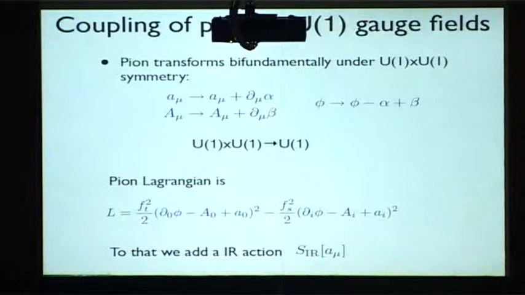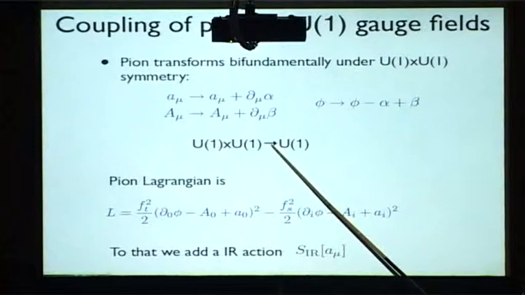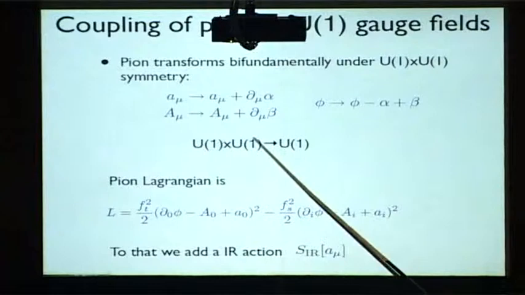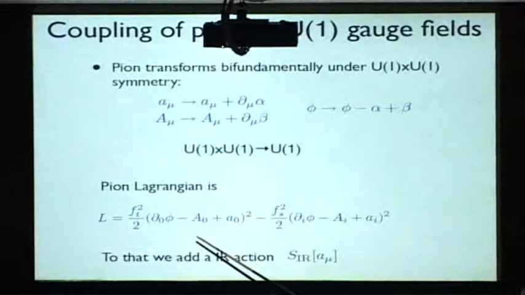So in other words, this pion is a field that breaks the U(1) times U(1) symmetry down to a single U(1). Okay, so these two U(1)s have different origins. One is the global U(1) of the original field theory, and the second U(1) is the artificial U(1) that we introduce. And the pion breaks this product U(1) times U(1) down to a single U(1). And from the fact that the pion is massless, we can write down the quadratic Lagrangian for the pions.